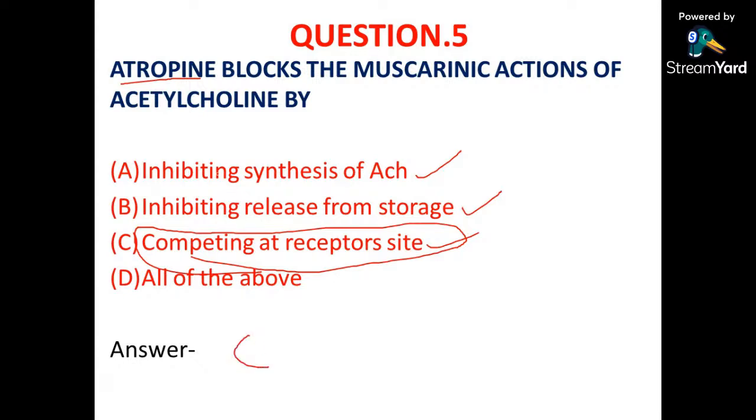Answer C is correct because it will not inhibit any release of acetylcholine. Acetylcholine release is not inhibited by atropine. It will not inhibit the release from the storage. But its action is, when acetylcholine is released and tries to bind on the muscarinic receptor, atropine comes and binds on this muscarinic receptor competitively, and by that it will stop the actions of acetylcholine. So option C is the correct option for question 5. This is a very easy question.